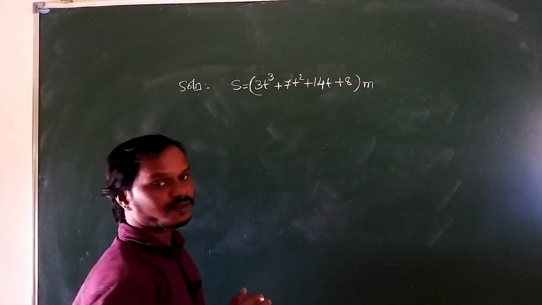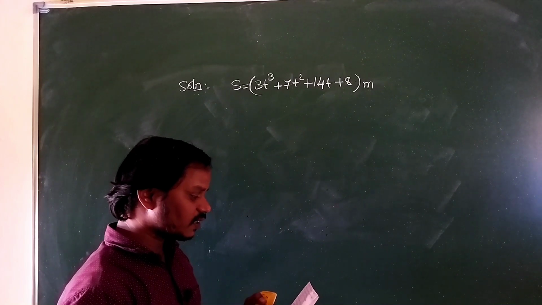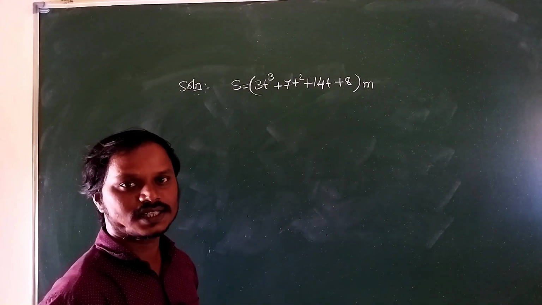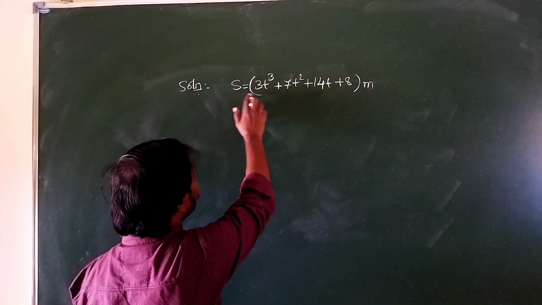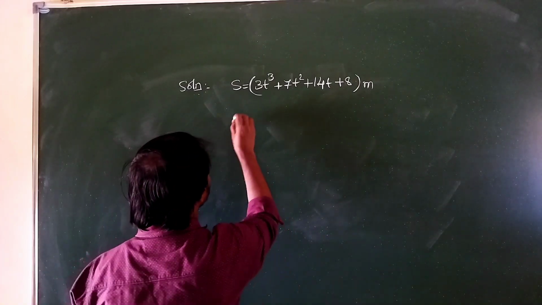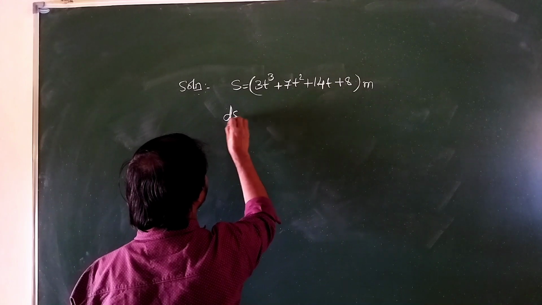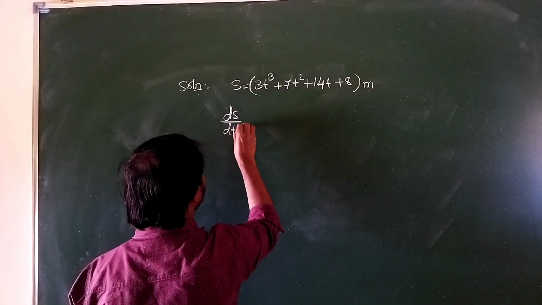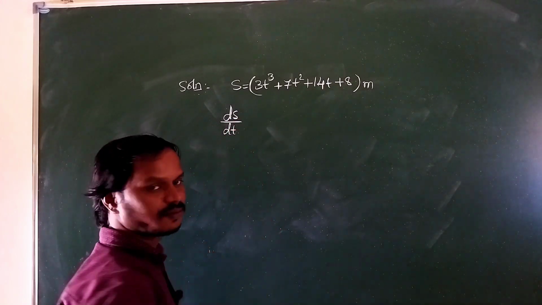Now, what we have to find? Our aim is to find acceleration at the time t = 1 second. First we have to differentiate this equation with respect to time, then we will get velocity. Then differentiation of the above equation with respect to time. The rate of change of distance is called velocity.